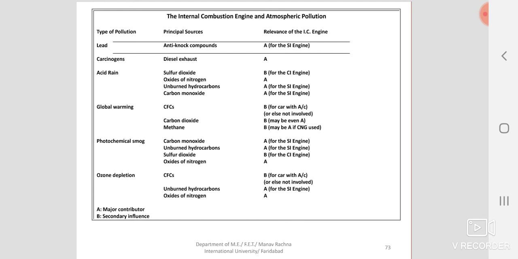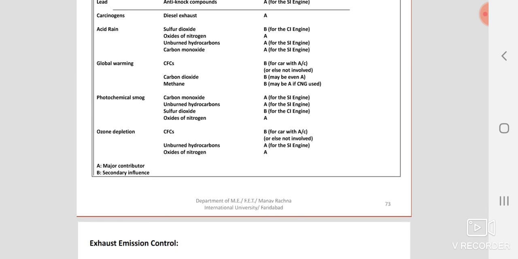Global warming. The temperature of the earth is increasing continuously. Photochemical smog happens in winter conditions in Delhi, the hazy environment. Ozone depletion, a big cause of skin cancer and other things due to incoming ultraviolet rays.